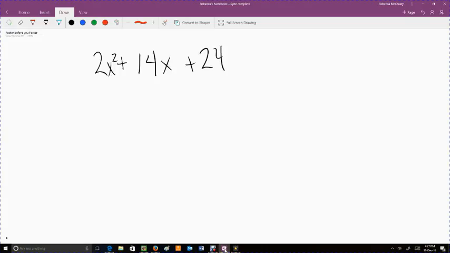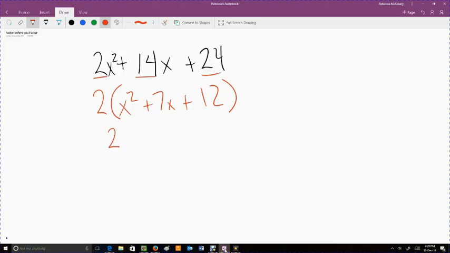So in this case, we've got a coefficient of 2, and 14 and 24 are indeed even, so we can factor that out. So we're going to write our 2 in front. Then in parentheses, we're going to factor out our 2. That leaves us with x squared plus 7x plus 12. Now we're going to go ahead and factor our trinomial, same way we did in the previous lesson.